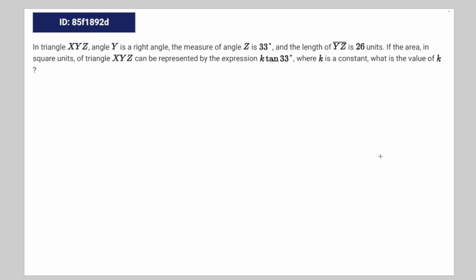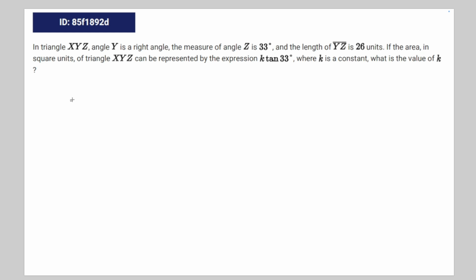Alright, so for the next question, we're going to be talking about the area formula. In triangle XYZ, angle Y is at right angle. The measure of angle Z is 33 degrees, and length of YZ is 26 units. If the area in square units of triangle XYZ can be represented by the expression K tangent of 33 degrees, where K is a constant, what is the value of K?